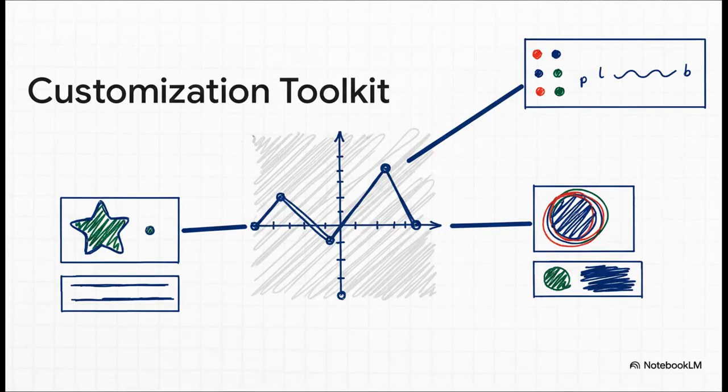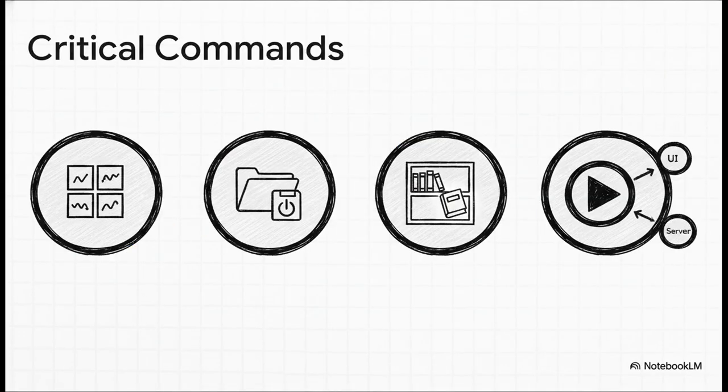Next up, your customization toolkit. main, xlab, and ylab are for your titles and labels. col is just color. Now for the mnemonics. pch is plotting character. lwd is line width, and cex is character expansion. Just think size. And don't forget type. p for points, l for lines, and b for both. Got it? Good!